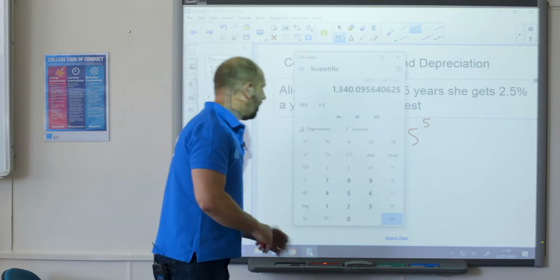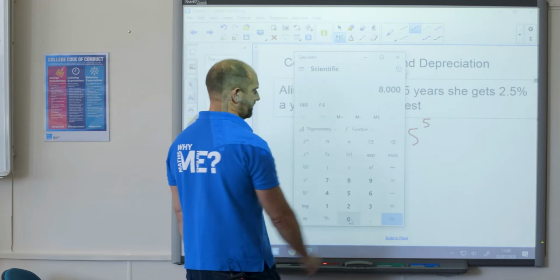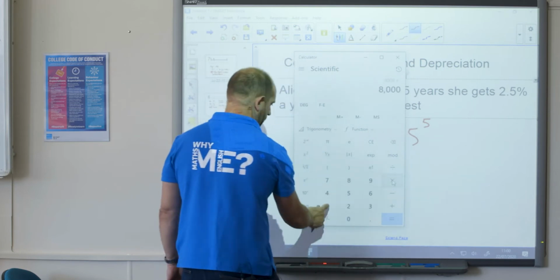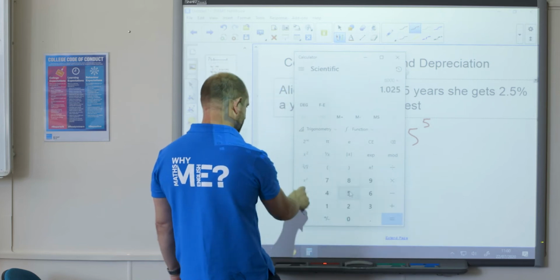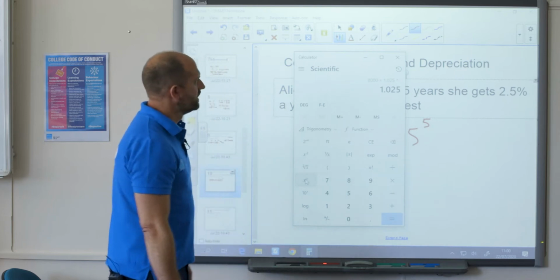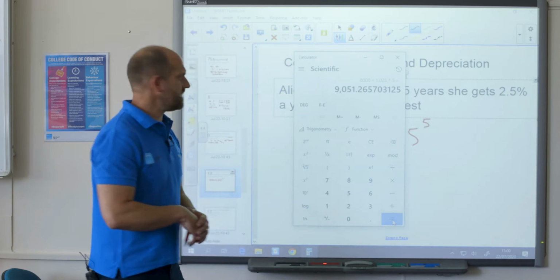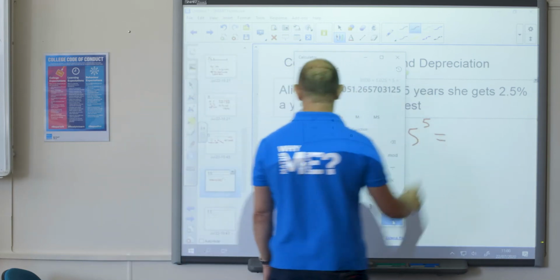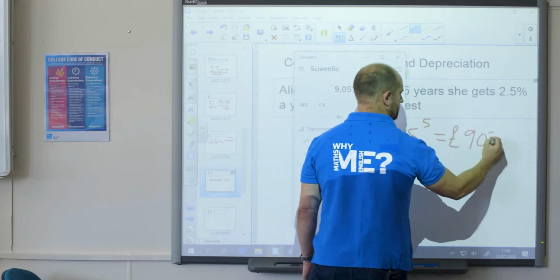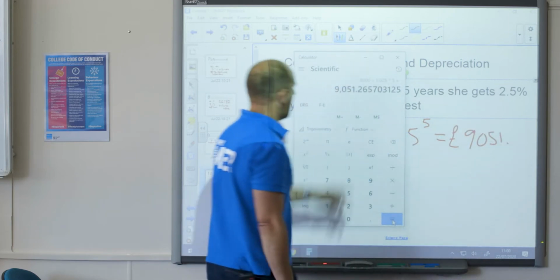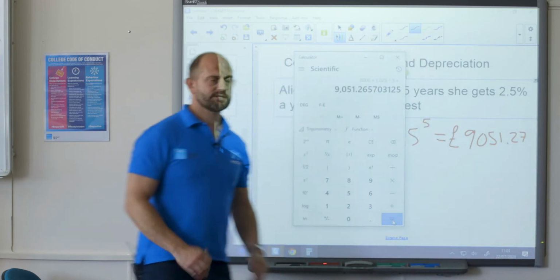So again, on our calculator, we've got £8,000 times by 1.025. I'm using this function here. 5 years, equals. So at the end of 5 years then, Alice is going to have £9,051 and 27 pence.